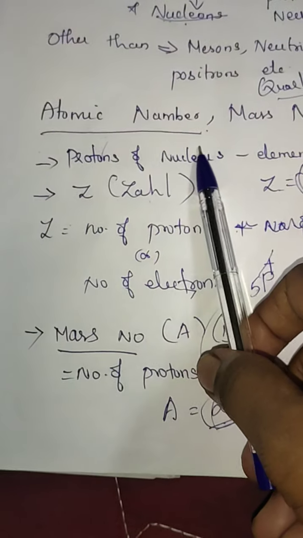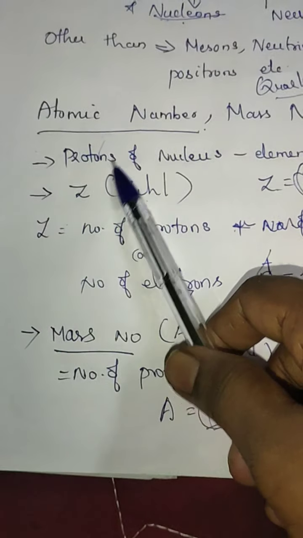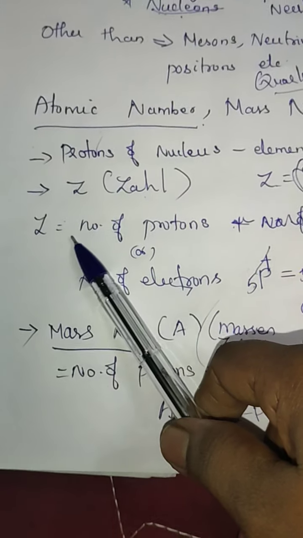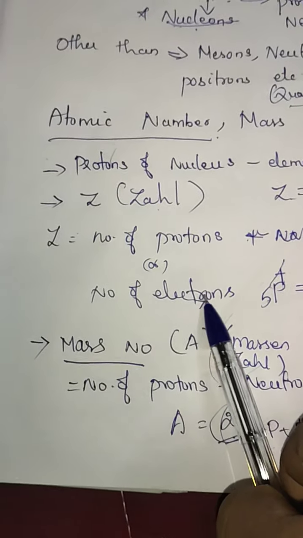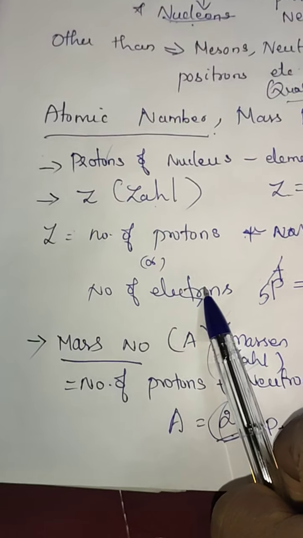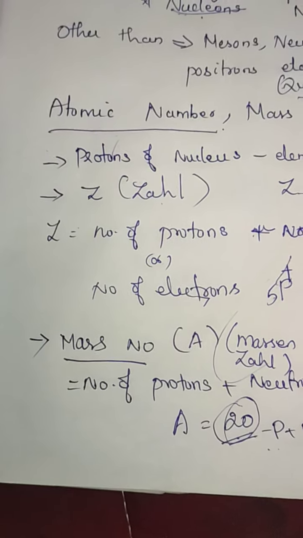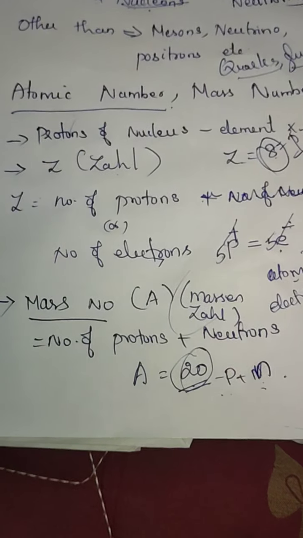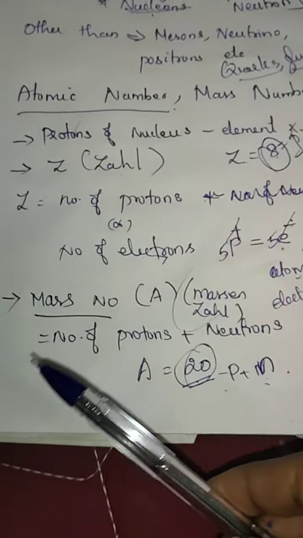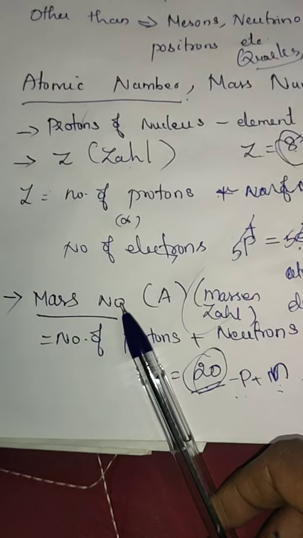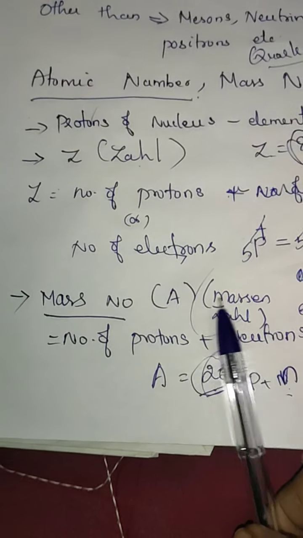So what is atomic number? Atomic number is denoted by the letter Z, and atomic number is defined as the number of protons or number of electrons present in an atom. I hope that you all understood what is atomic number. Now we are going to learn about what? Mass number. It is denoted by the letter A, from the German word Massenzahl.